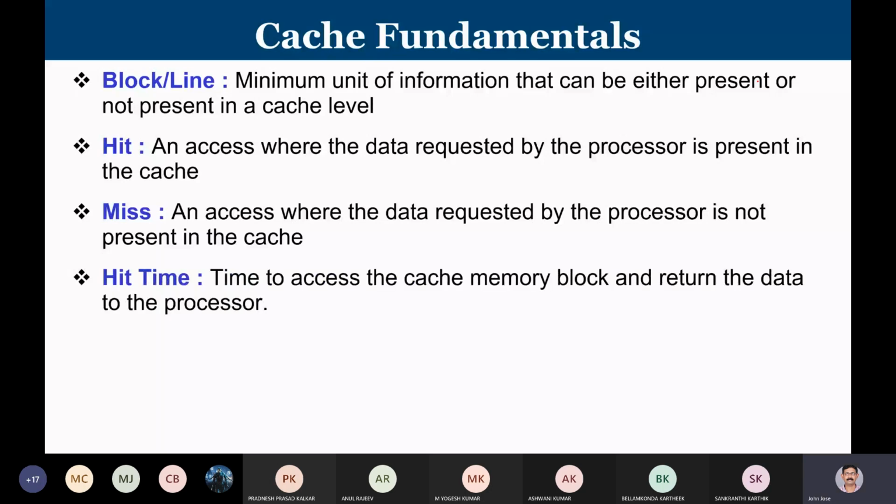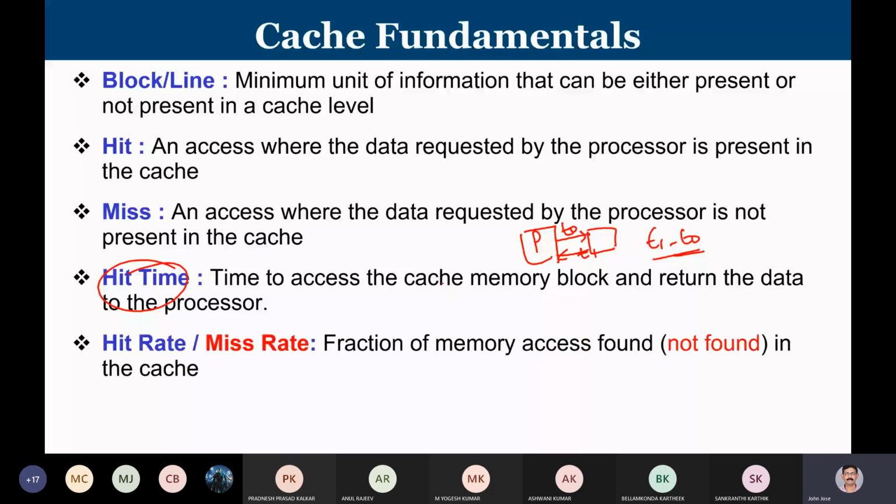So hit time means the moment I give the address, the time to access the cache memory block and return the data to the processor. How much time will it take? Let's say I have a cache memory, and from the processor I give the address of a word, and that happens at T0. Then you get the data at T1. So T1 minus T0 is known as your hit time, the time to access the cache memory block and return the data to the processor. So at T0, I give an address. At T1, I get the word back in the processor. The time spent between them is known as hit time.